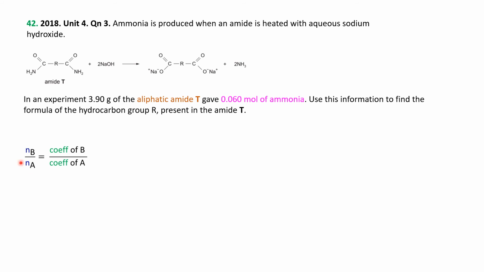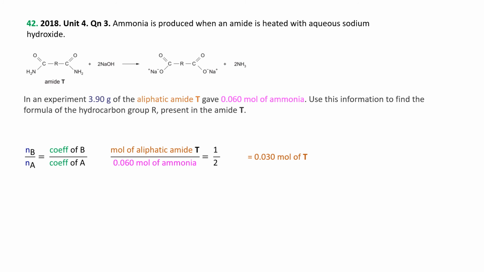We've got moles of B equals coefficient of B over coefficient of A, times moles of A. So the moles of the amide T divided by the ammonia, because that's what we're told and asked about, is 1, the coefficient of T, over 2, the coefficient of ammonia. So therefore we've got 0.030 moles of T. Now how does that help us?